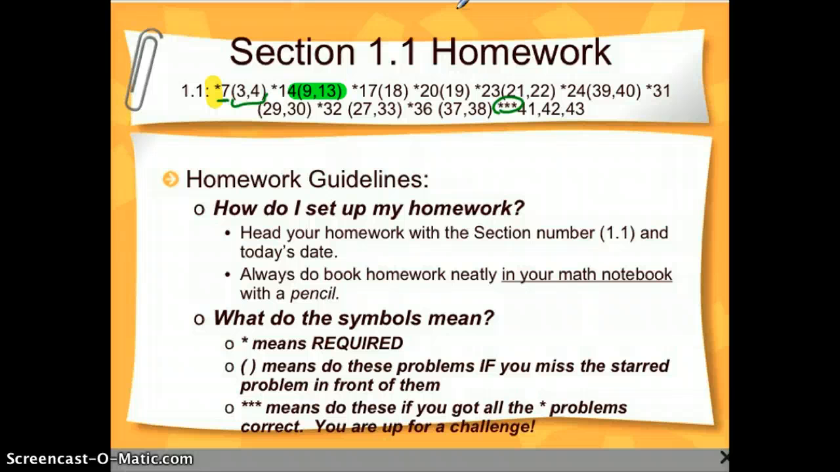Now, the last ones, if you have the triple star, like the 41, 42, and 43 at the end, that means you do those if you got all the original star problems correct. You probably know what you're talking about here in this problem or this whole section, and you are up for a challenge.